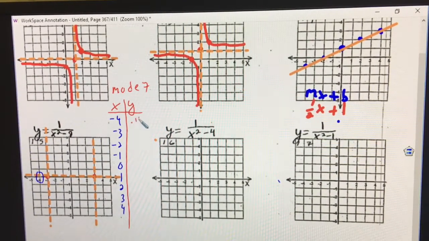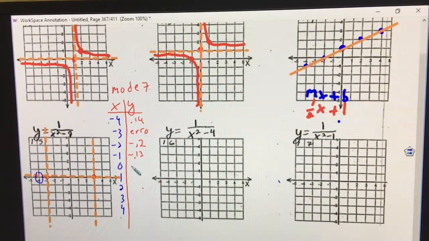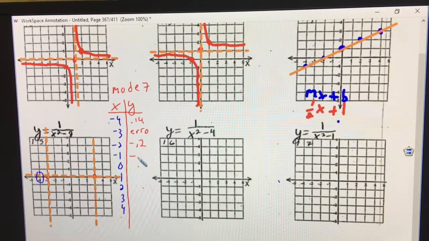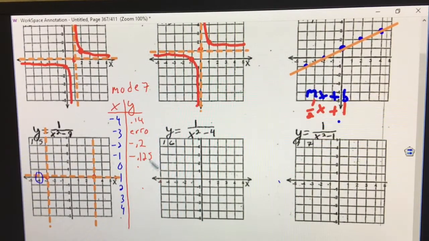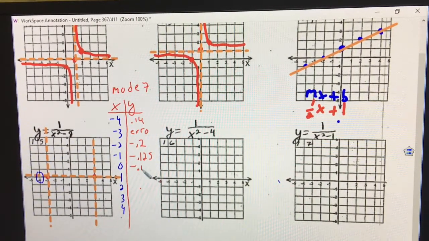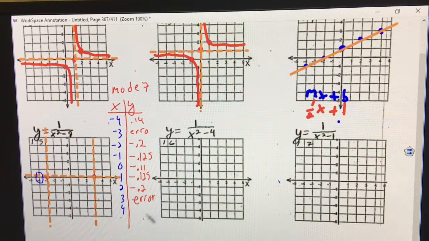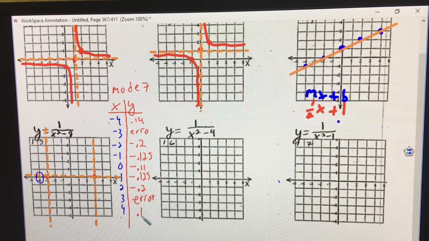For negative 4, you should have gotten 0.14. For negative 3, you should have gotten an error. For negative 2, you should have got negative 0.2. For negative 1, negative 0.125. For 0, it was negative 0.11. And then it's going to be symmetric. It's going to be negative 0.125. And then at 2, it's going to be negative 0.2. And then at 3, it's going to give me an error. And at 4, it's going to give me 0.14.